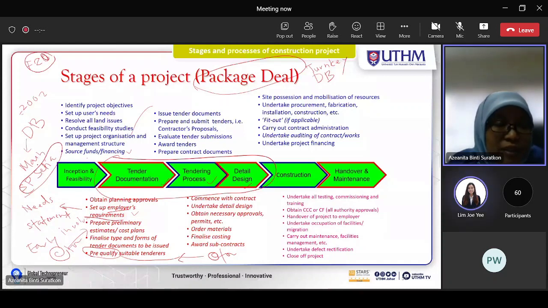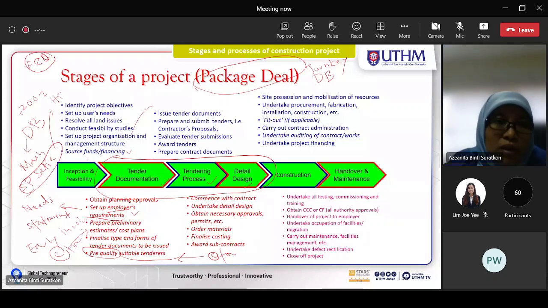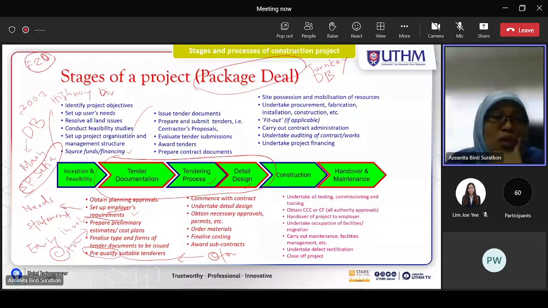Very big company, SP Setia. At that time they had a highway division. SP Setia normally does housing projects, but in 2002 they ventured into a new kind of project, which is highways. They set up a highway division, and this F20 is their first road project.